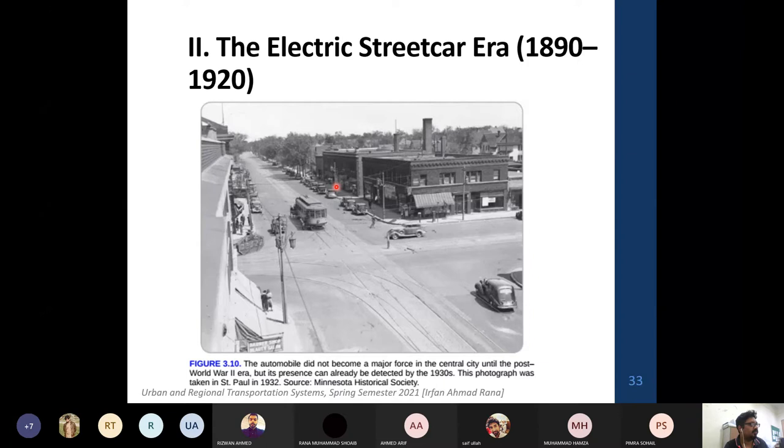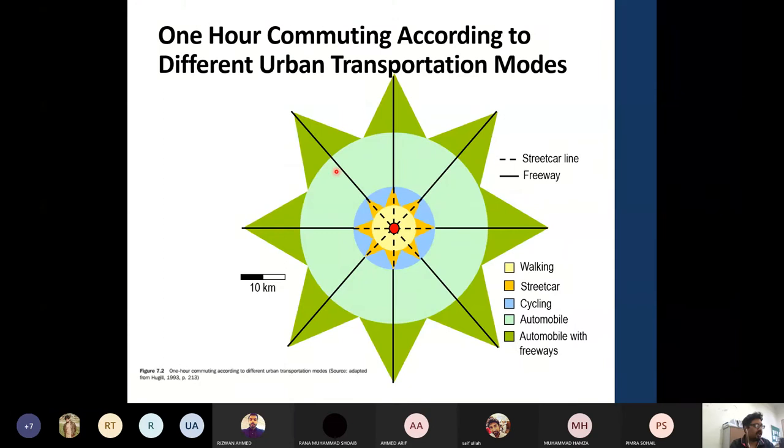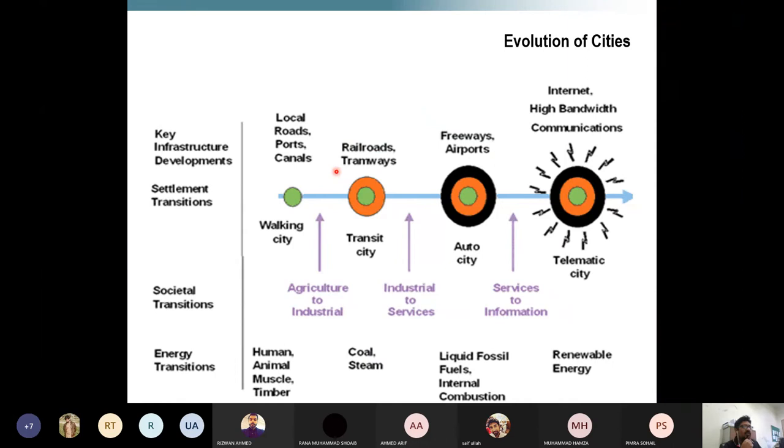Yes, sir. Okay. So moving on, we are linking our transportation with the evolution of cities with respect to energy and transportation. Some of the key issues: key infrastructure development at the beginning of the evolution of cities was primarily the transportation networks like local railroads, tramways, and then airports, freeways.